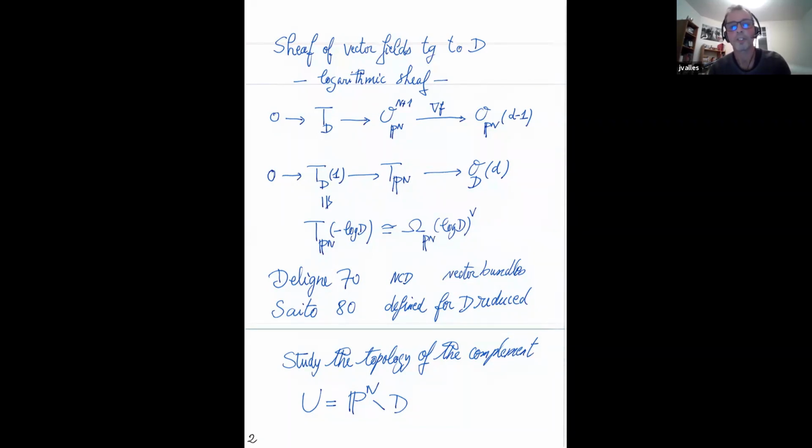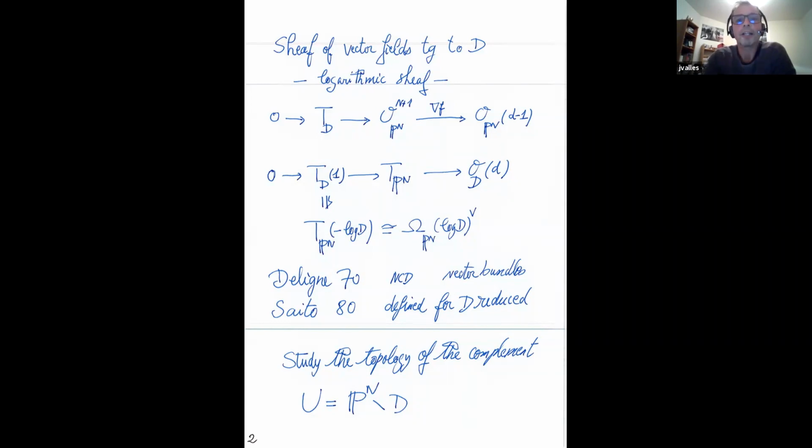And it was described by Saito in the 80s. So Saito generalized this notion, or studied this notion also for a reduced divisor D, not only for normal crossing divisors. In the case of a reduced divisor D, sometimes these sheaves, the logarithmic and the cotangent logarithmic in some sense, can be not only locally free, but also free. I will insist on this part on the next slide.